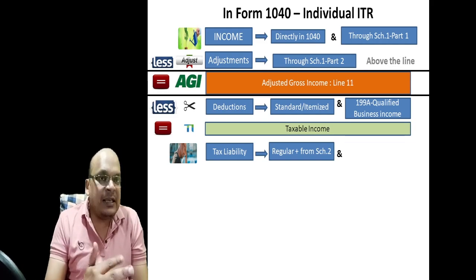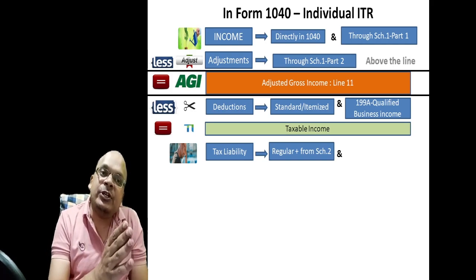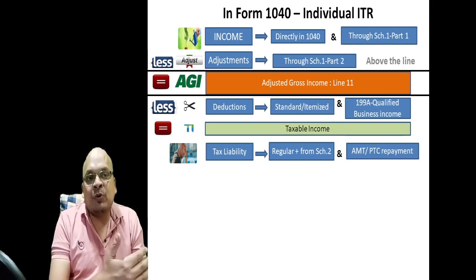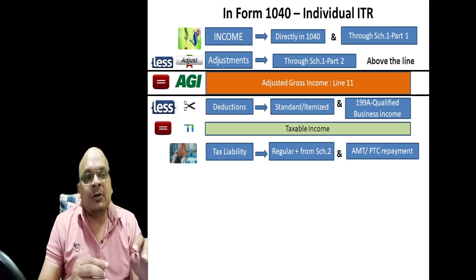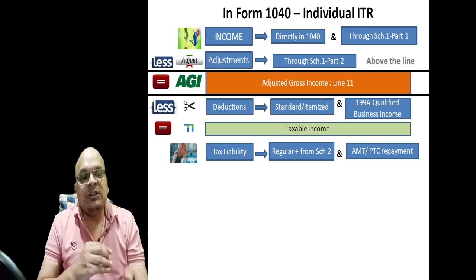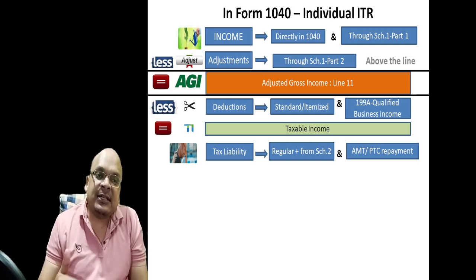And of course, again, apart from the regular tax on taxable income, there are other taxes mentioned in Schedule 2. You have certain other provisions of tax like PTC. You don't need to remember that right now. Again, we will be going deep into the topic. So these are certain other payments. Kindly ignore that right now. These are also added to the tax liability.